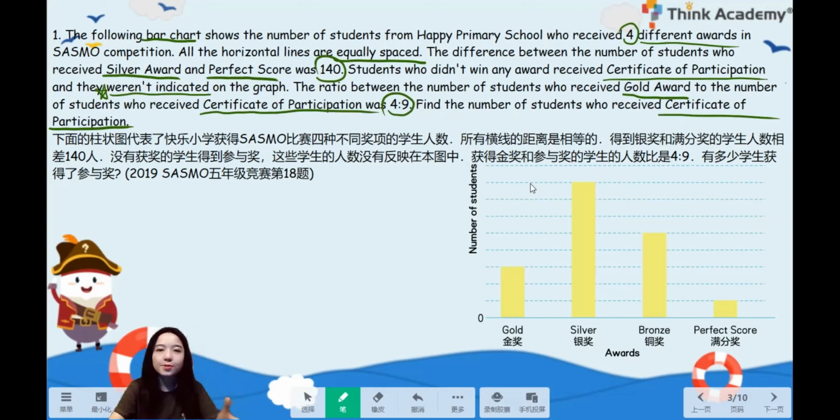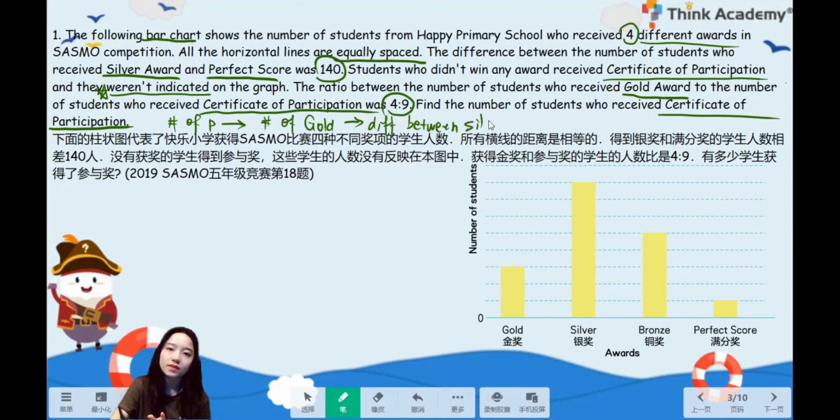Because, as you can see, we want to know the number of students who received participation, but it is not indicated in the graph. So we need to find which condition is related to this amount. That is the number of students who received the gold award. But it is indicated in the graph. So in the graph we also know an amount, which is the difference between silver award and perfect score.